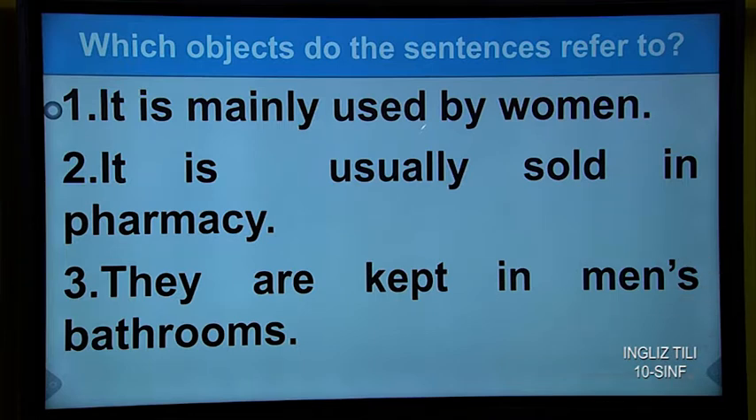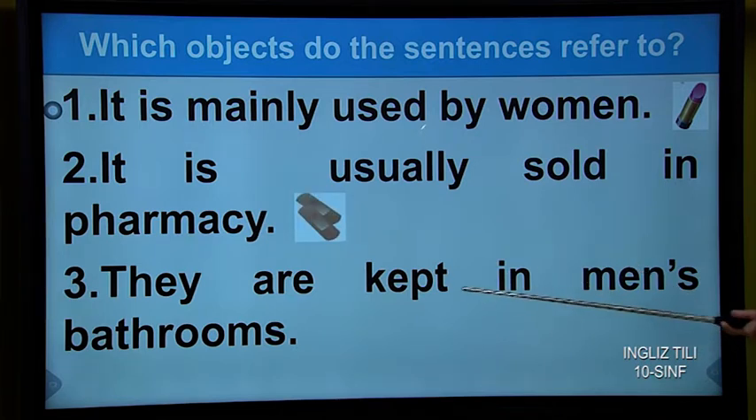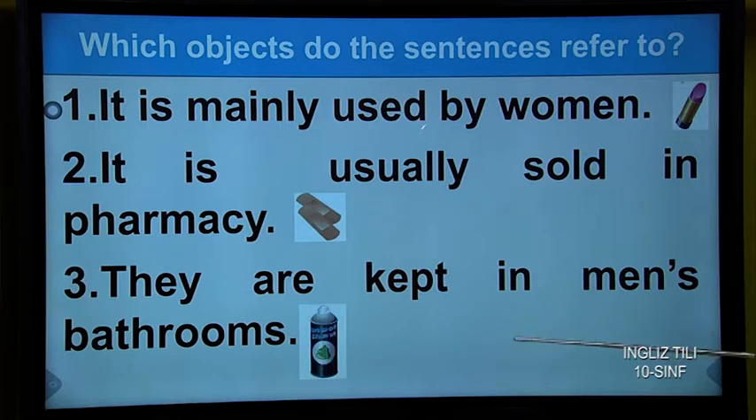The first one, it is mainly used by women. What is it? From the picture, yes, it is lipstick. Second, it is usually sold in pharmacy. Thank you so much. It's plaster. The third, they are kept in men's bathrooms. Good job. It is shaving foam and razor.